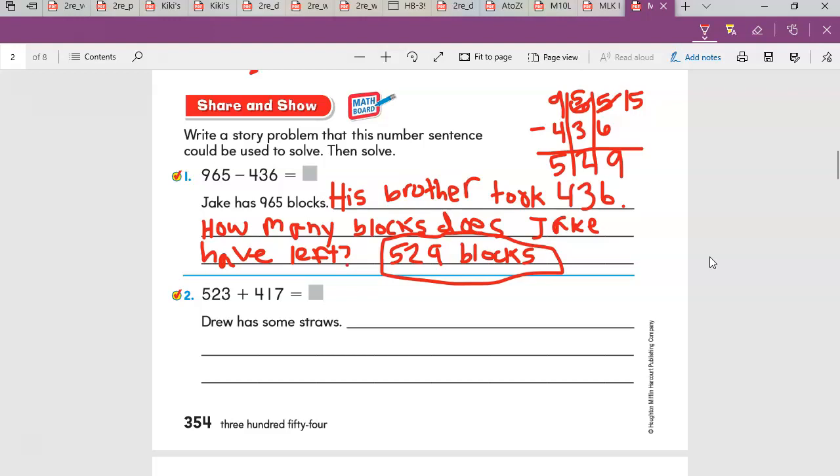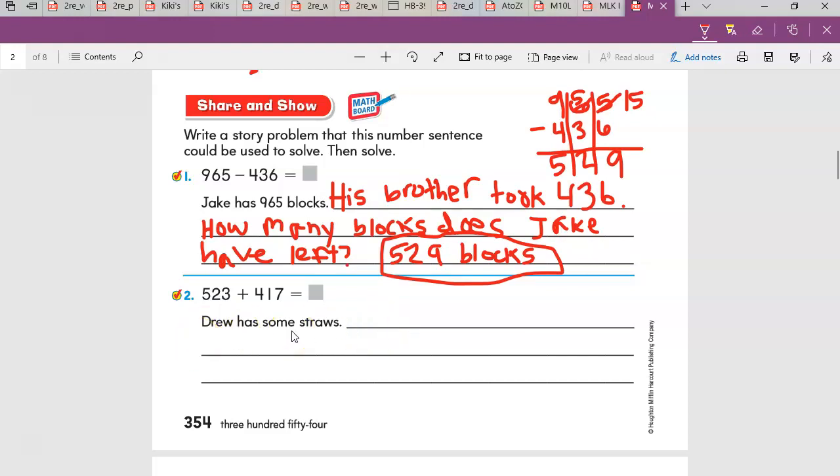So Jake has 965 blocks. We used his brother took 436 blocks. You can use whatever you want. How many blocks does Jake have left is the question, and then you have to solve it, and your answer is 529 blocks. So you're going to do the same thing here.